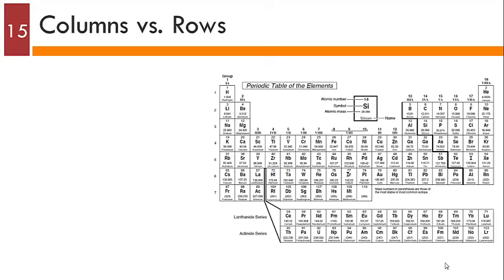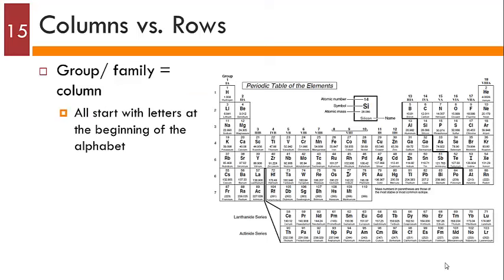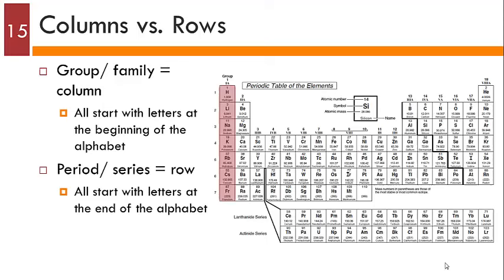Explain the difference between a group or family and a period or series. So a group or family is a column. This runs up and down, and it all starts with letters at the beginning of the alphabet. So group, column, family, all the same thing. A period or series is going to be a horizontal row. And period, series, and row all start with letters at the end of the alphabet, so you can remember that they're all the same thing. And those run left to right.